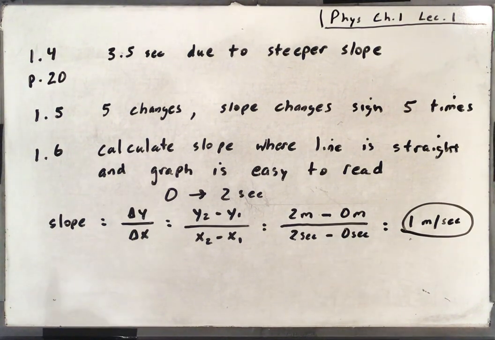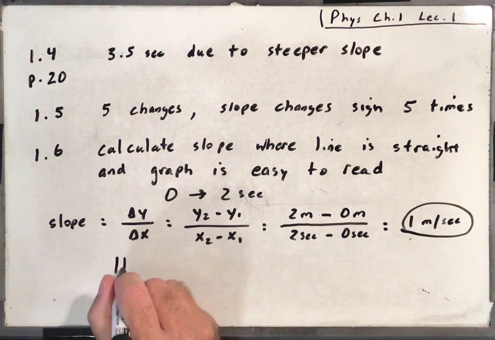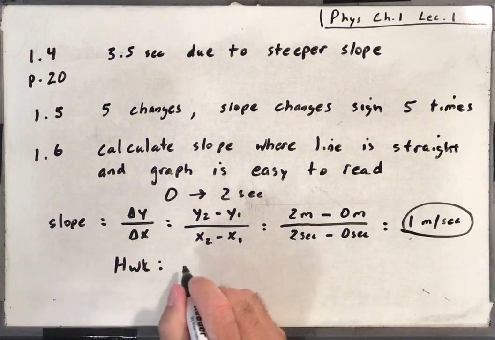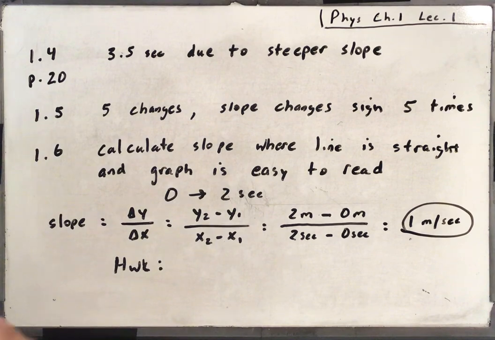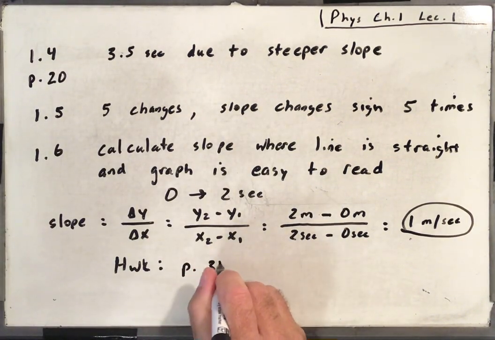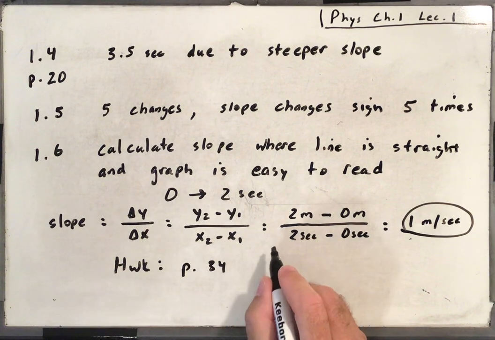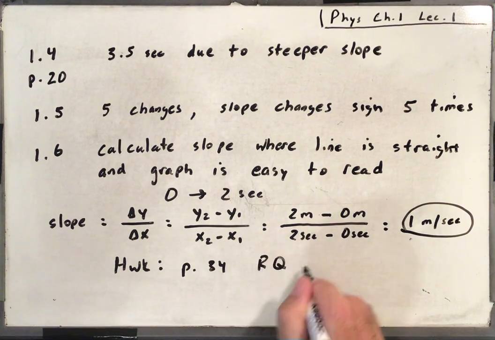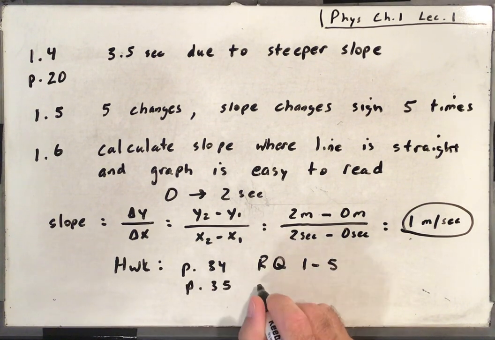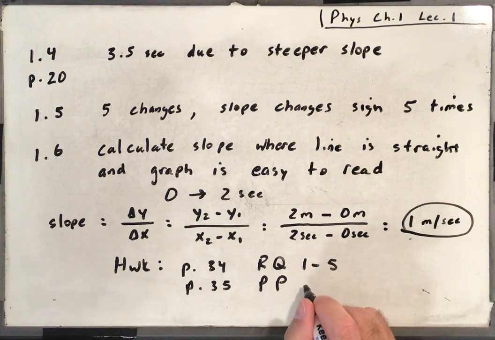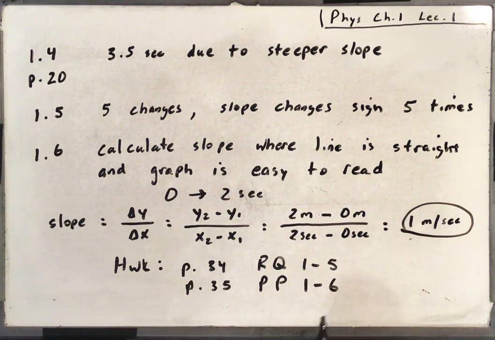All right, so that does it for Lecture 1, Chapter 1. The homework is page 34. Review questions 1 through 5. And on page 35, practice problems 1 through 6. And I will make a video where we go over all of these.